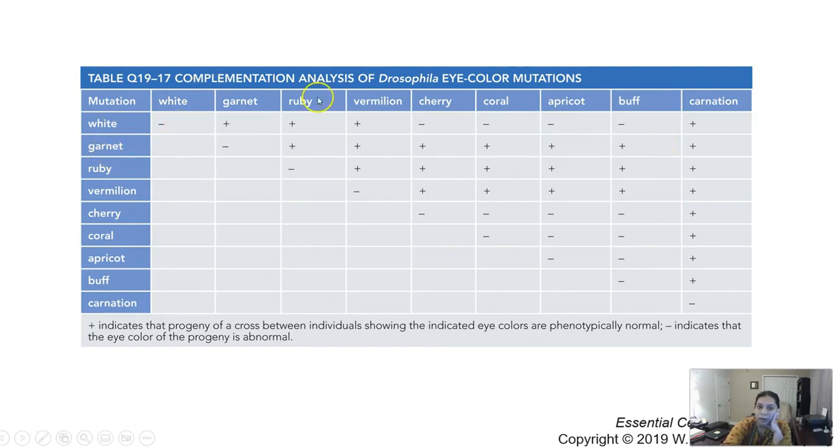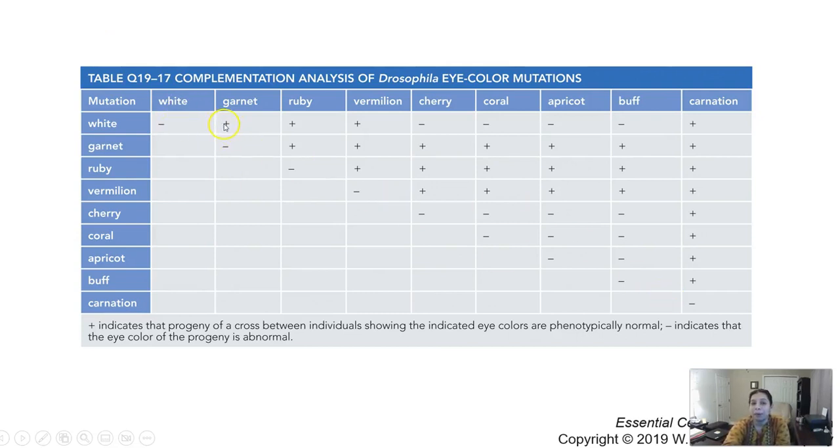So white with white, garnet with garnet, ruby with ruby, then white with garnet, white with ruby, white with vermilion. Same thing with every single one of them. And then I look at the progeny and I see if there's complementation happening or not. In each of these cases, you wouldn't expect any complementation to occur when you cross them with themselves, right? Because obviously that's the exact same mutation, exact same gene. It shouldn't complement. You should still get the same phenotype, and you do. So in all of those would be negatives.